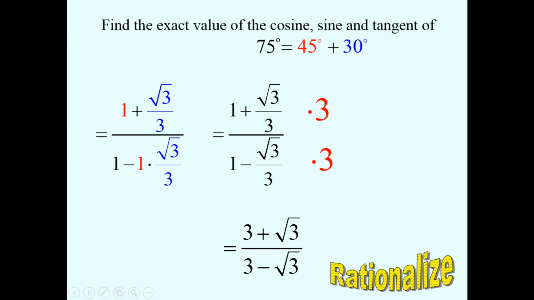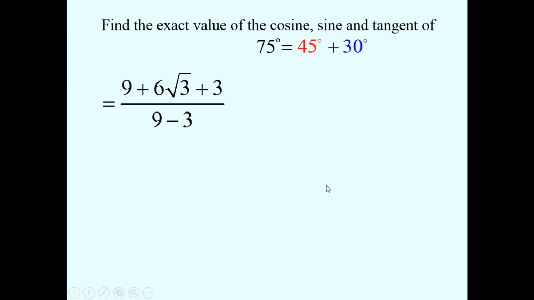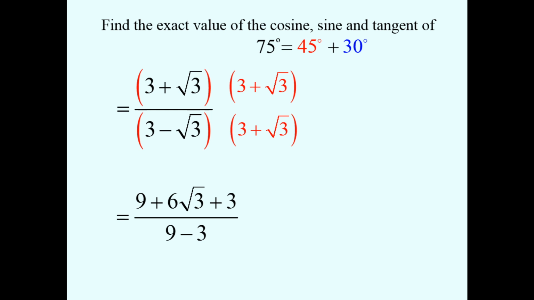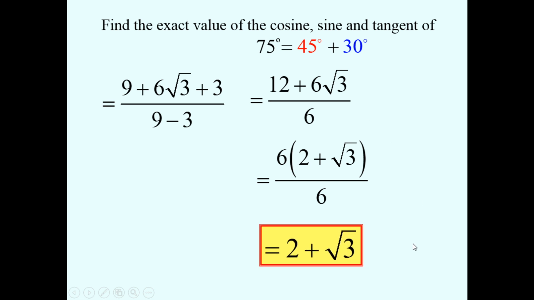You can simplify a little bit more and rationalize it again. Multiply by the conjugate of the denominator, so multiply 3 plus root 3 on the top and the bottom. And then distribute. So we have 9 plus 6 root 3 plus 3. The top part you want to FOIL and combine like terms. The denominator is just the difference of two squares, so 9 minus 3, because root 3 times root 3 is 3, and 3 times 3 is 9. Then we have 12 plus 6 root 3 over 6. You can take out the greatest common factor on the top and reduce, so we have 2 plus root 3.